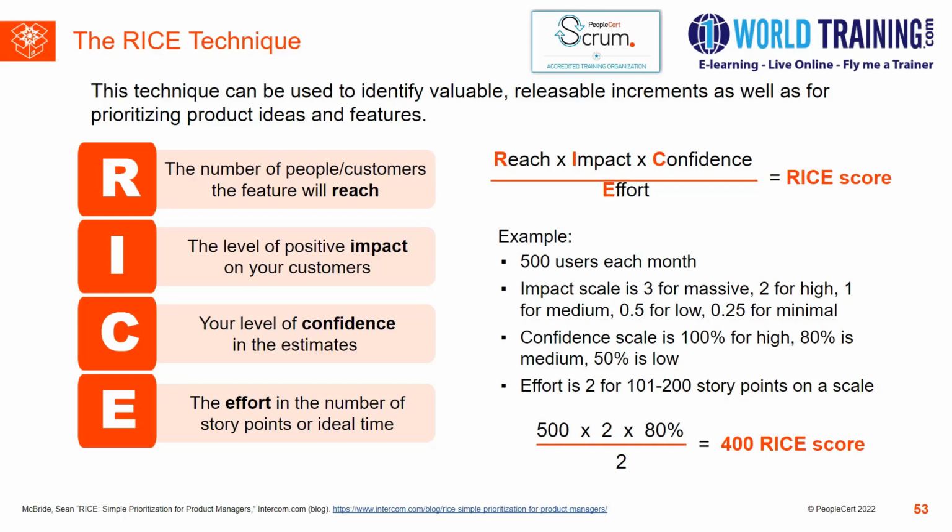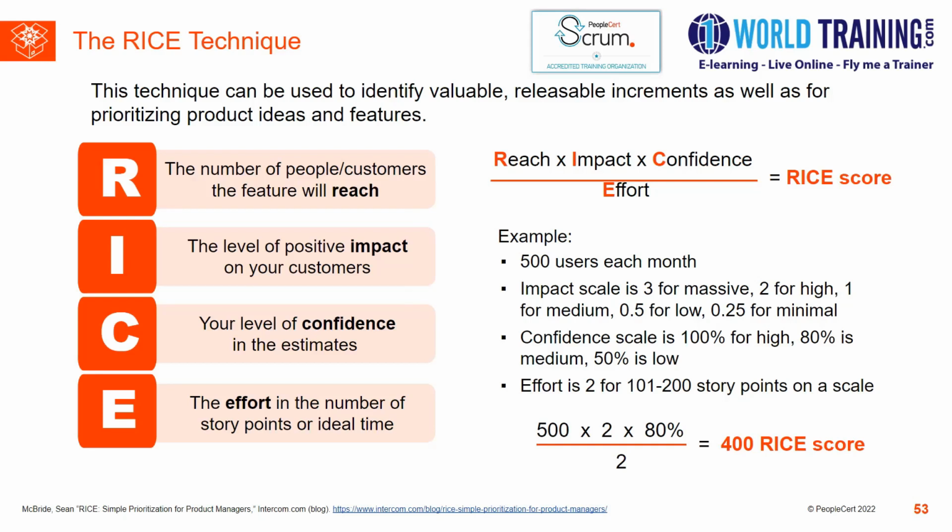C denotes the level of confidence in terms of the estimates which the developer has provided. So are you confident in the estimates provided by the development team who have been working on those features, product ideas, or user stories? And E is the overall effort required, in terms of number of story points or ideal time, for implementing these user stories, products, and features.